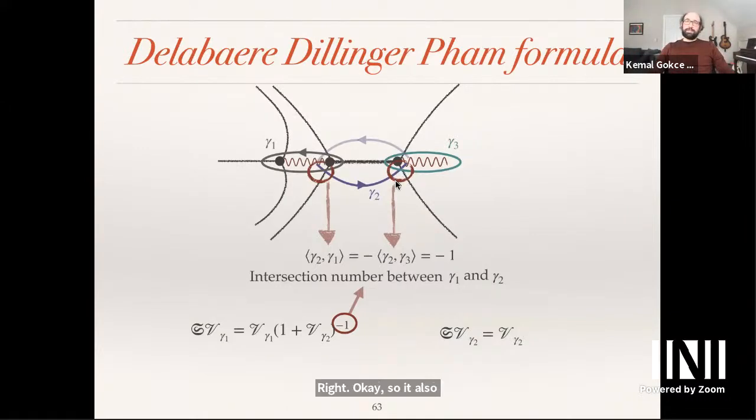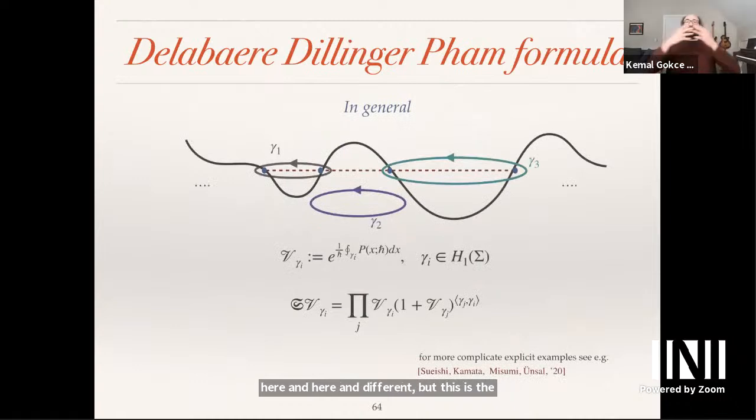So it also intersects gamma 3, but gamma 3 is actually identified with minus gamma 1, so there's only sort of one such intersection. But if I was considering an asymmetric double well, then I will also have V of gamma 3 here, which will obey a similar formula, but with the opposite sign because the orientations here and here are different. But this is the interpretation. Okay. Now, in general, this is also true.